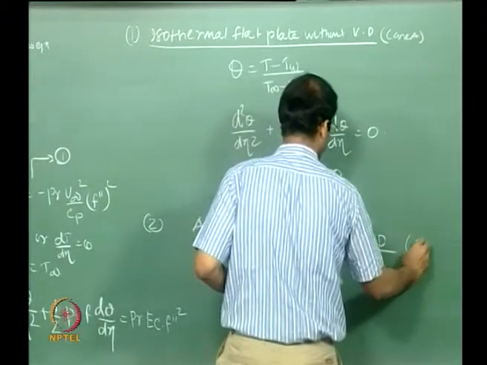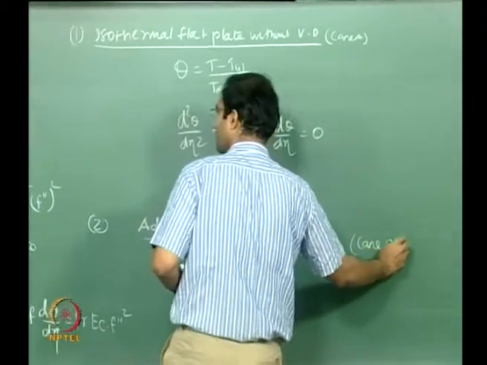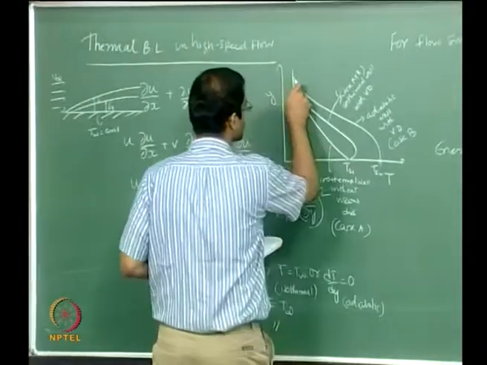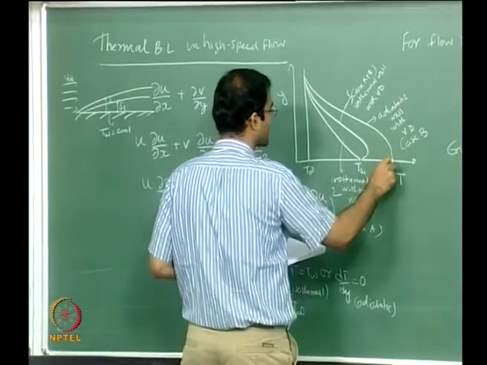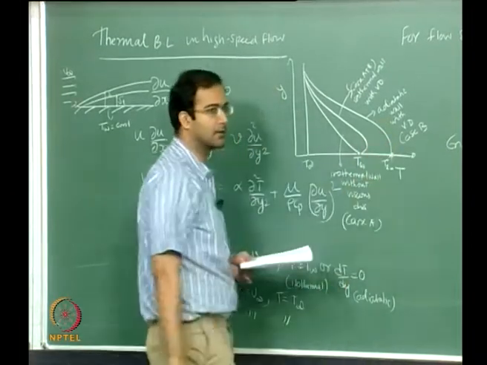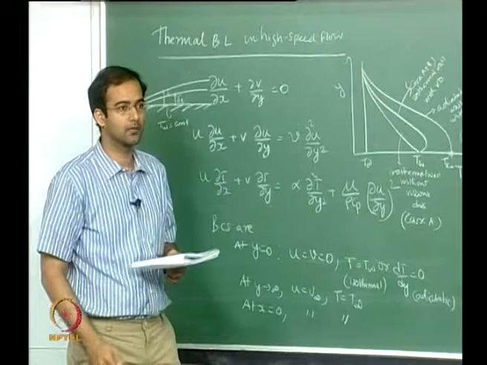So this is what I call case B, and if you look at the temperature profile, typically this is how it looks. This has to satisfy the zero flux at the wall, therefore it becomes normal at the wall.